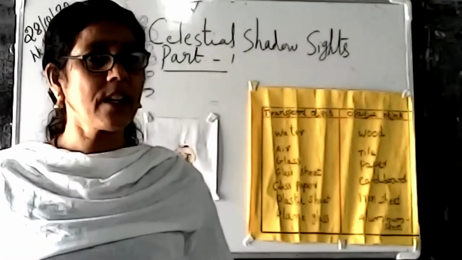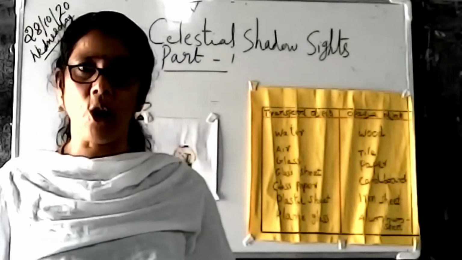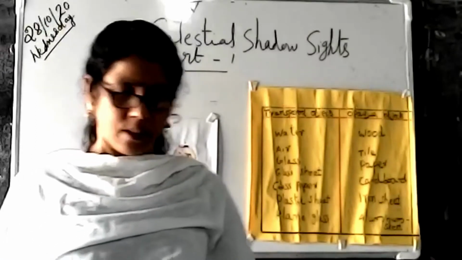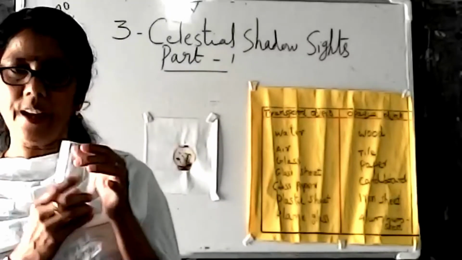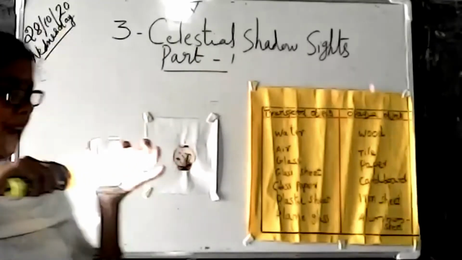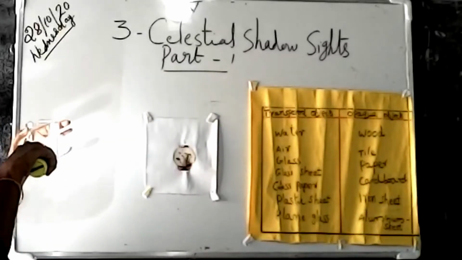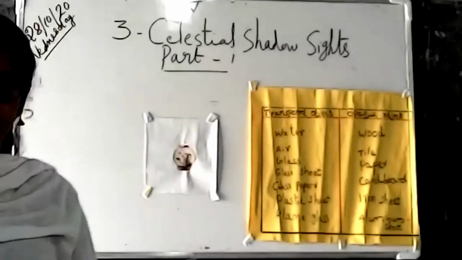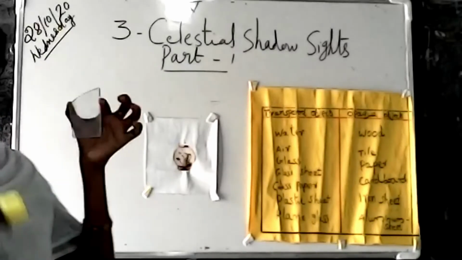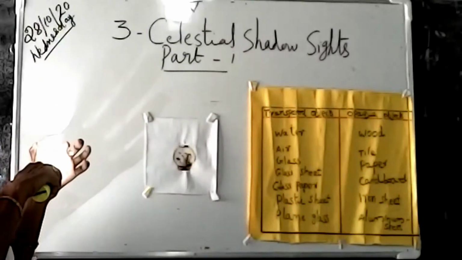Substances that allow light to pass through them are called transparent objects. We can see this glass. Light can pass through this glass. It allows the light to pass through it completely. Another example is plain glass. Through this, light passes completely.